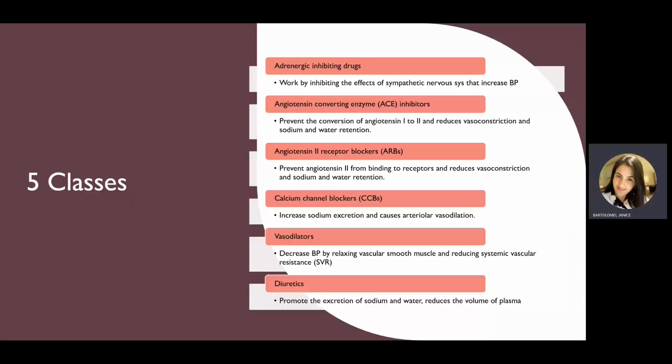So there's 5 classifications: the adrenergic inhibiting drugs, the ACE inhibitors, the ARBs or the angiotensin 2 receptor blockers. We also have the calcium channel blockers, the vasodilators, and the diuretics. And all of them are common. Now, yes, we do have combination therapies where perhaps, let's say, an ACE inhibitor is mixed with a diuretic. That's very common, but we want you just to focus on mainly the main classes.